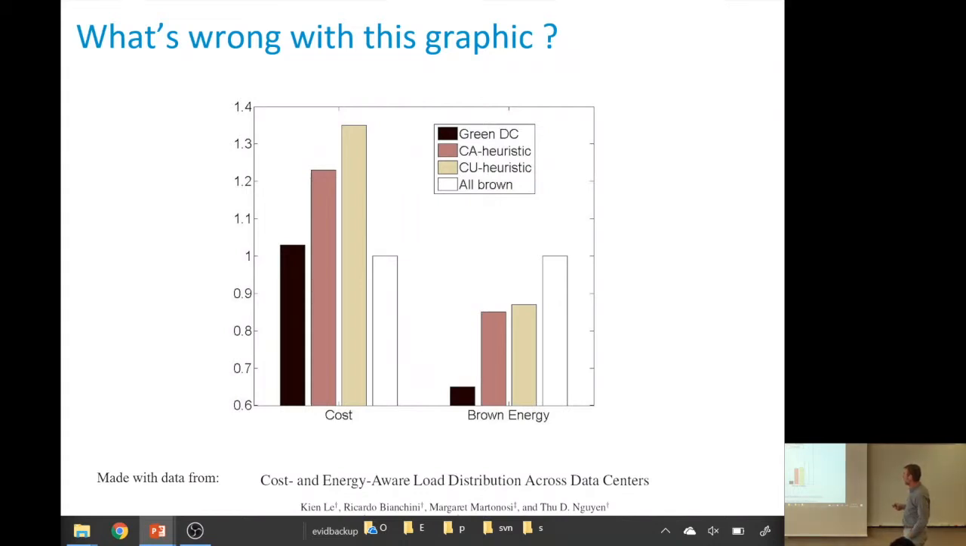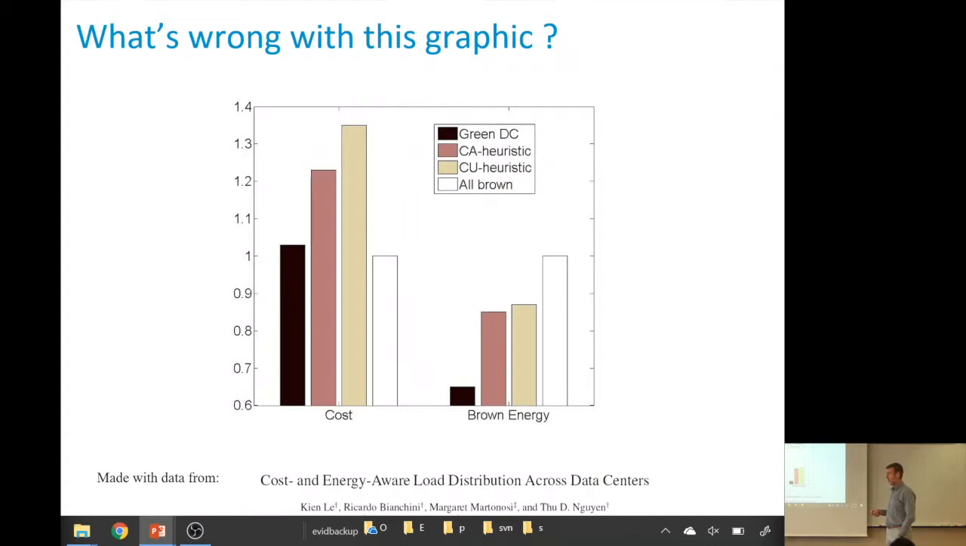possible. Here's an example of a graphic that I think is wrong. I just cut and pasted it from a paper. This graphic is comparing several energy provision methods for data centers. They have different heuristics to decide where the energy should come from, and they evaluate two metrics: the monetary cost, so if we use this method, that's the most expensive one, and the amount of brown energy. Brown energy is energy like coal and gas that has CO2 emissions that you would like to avoid as much as possible.